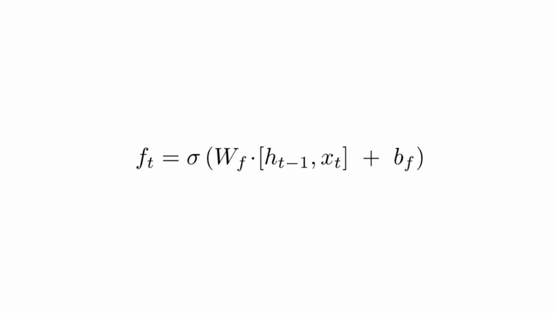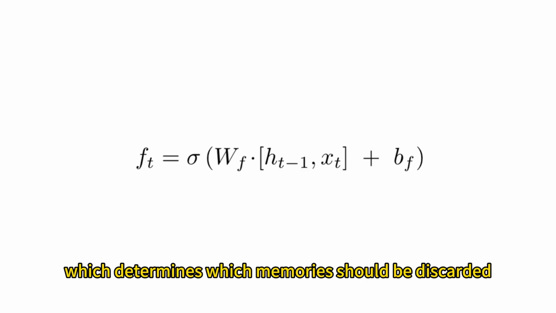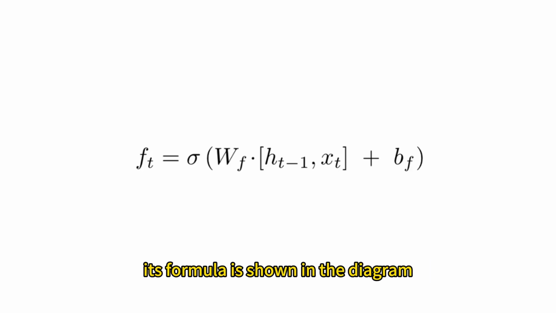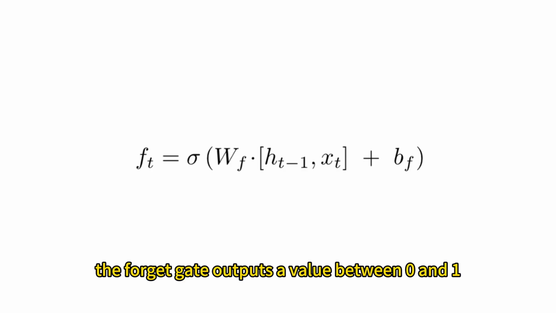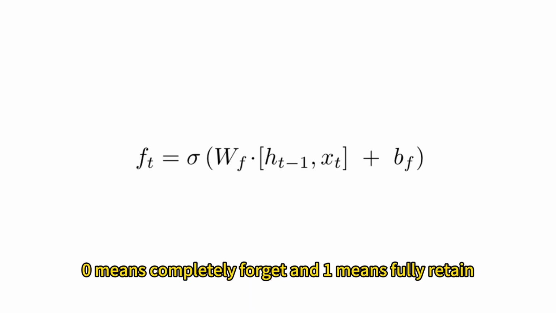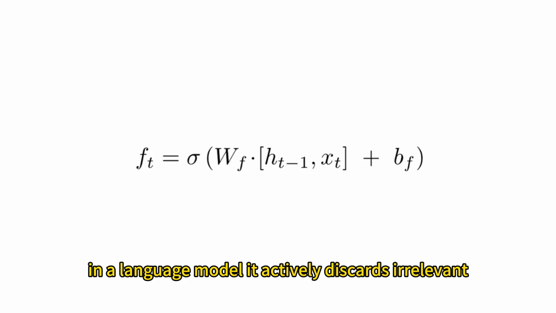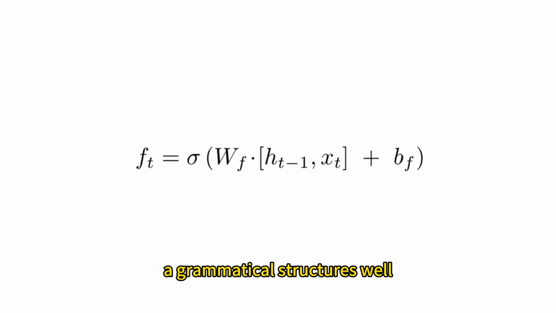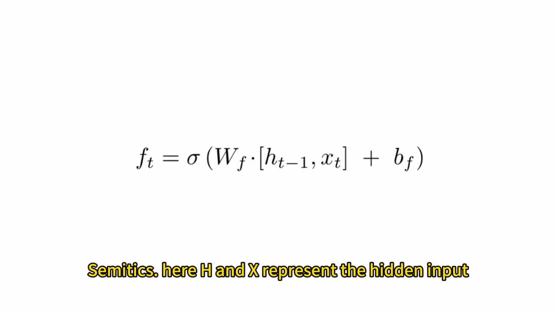Let's examine these three gates in detail. First is the forget gate, which determines which memories should be discarded. Its formula is shown in the diagram. The forget gate outputs a value between 0 and 1 using the sigmoid function, where 0 means completely forget and 1 means fully retain. In a language model, it actively discards irrelevant grammatical structures while focusing on semantics.